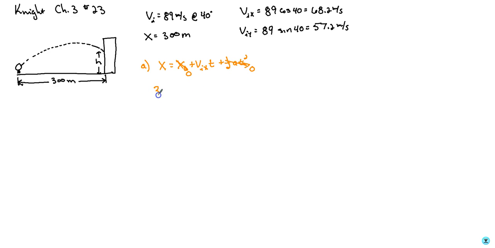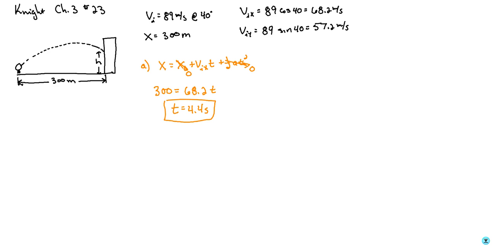So the distance in the horizontal direction that the cannonball traveled is 300 meters. The initial speed is this v sub I x, which is 89 cosine of 40, which we found to be 68.2, and then times t. Solving for t, we find that it is 4.4 seconds for the cannonball to reach the wall.